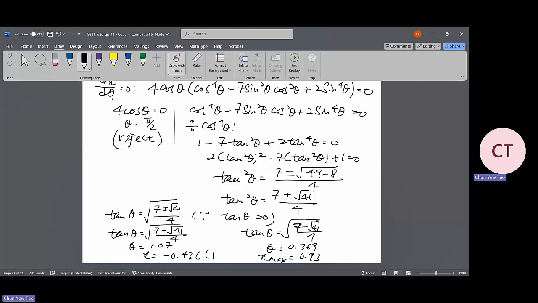Okay, so this is not max because this is not the maximum distance. This one you reject it. So your x max will be this. Therefore, your final answer is your maximum distance is 0.93. Okay, they want it in 2 decimal places, so we highlight that this is 2 decimal places. So done. This will be the answer for question number 7D.